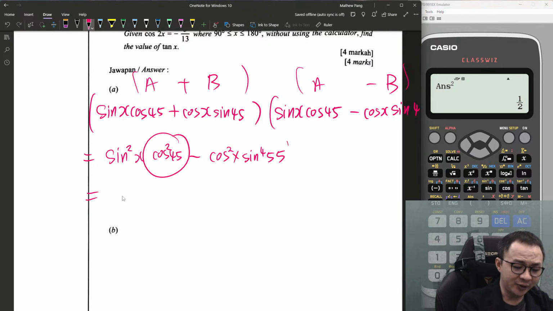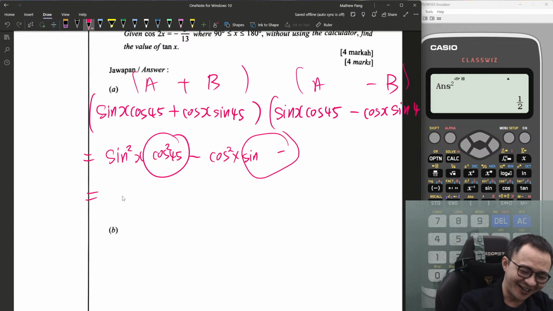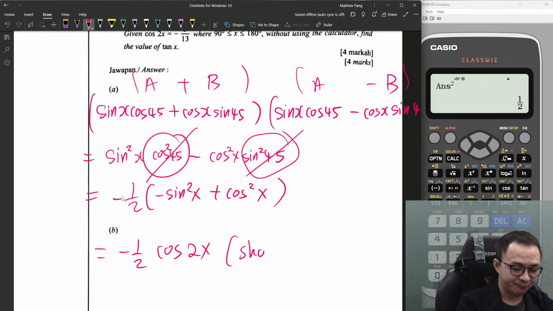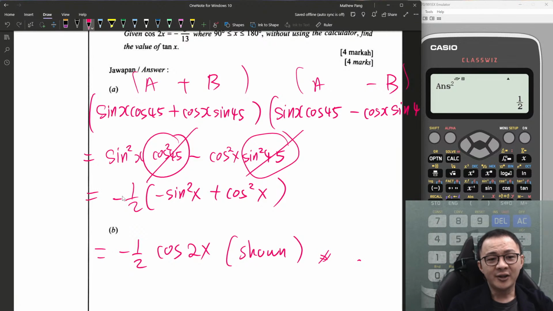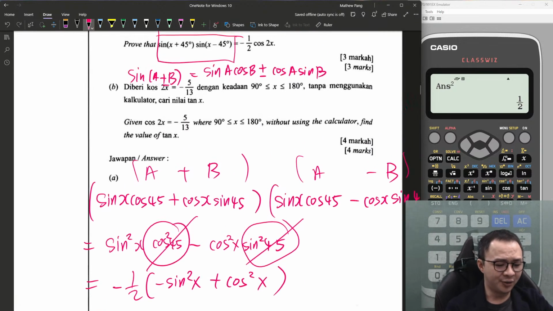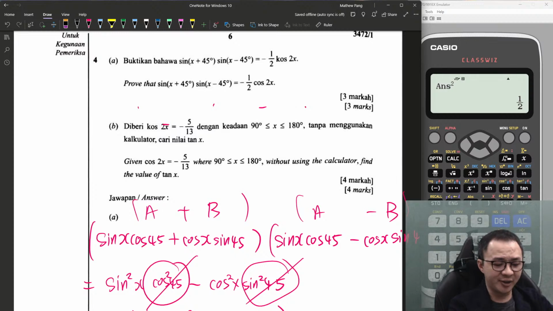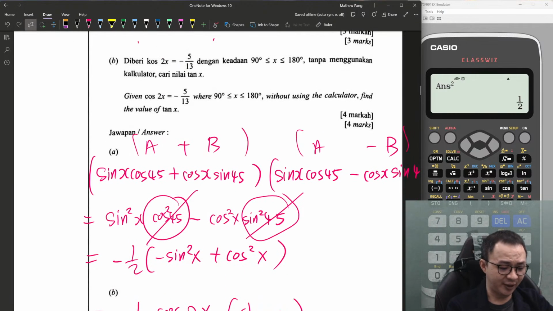So, sine square 45. Both are 1 over 2, so I will just take out the 1 over 2. I will take out negative 1 over 2. So I will get negative sine square X plus cos square X, because cos square minus sine square is basically cos 2x, right? So shown. So this one you basically need to understand a little bit of trigo, then sub in the formula, and yeah, this is what we want, right? Not too hard since all the formula is given. You just need to multiply one by one, then you should be able to get the answer.